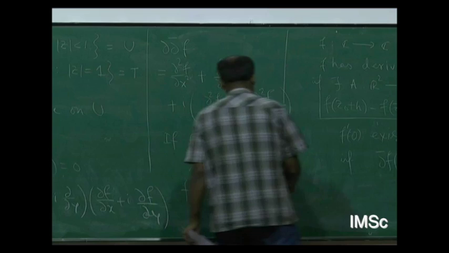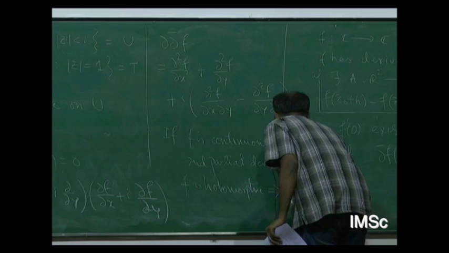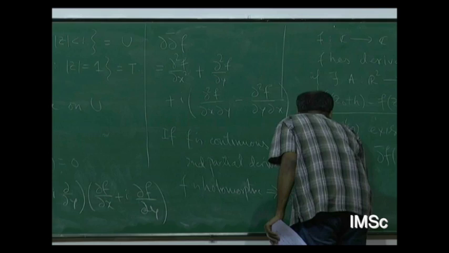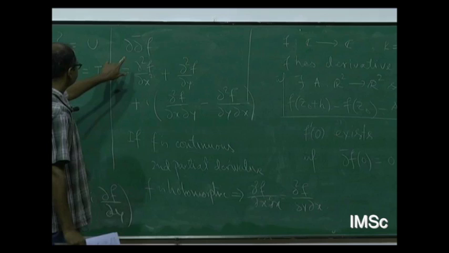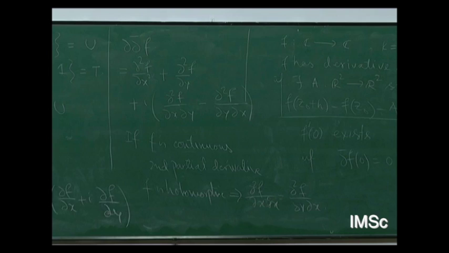Then the mixed derivatives are equal for a holomorphic function, so for a holomorphic function this is zero. And for a holomorphic function, the Cauchy-Riemann equation is satisfied, so this is already zero. So the left hand side is zero, and this is also zero.